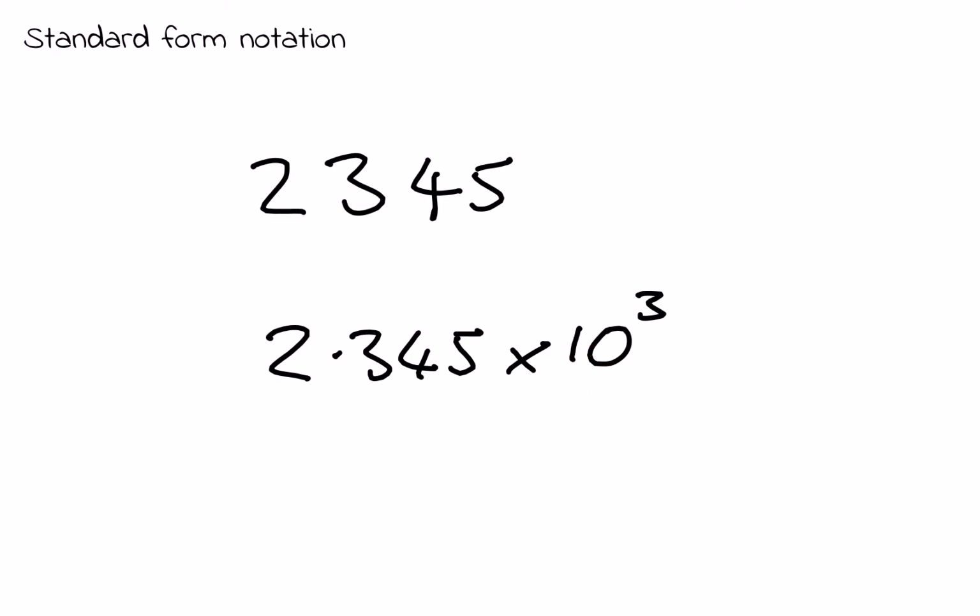In this case, 10 to the power 3 is equal to 1000, and because the first digit in our number here is in the thousands column, we multiply it by 1000. So 2.345 multiplied by 1000 is 2345. This is how we write our numbers in standard form.